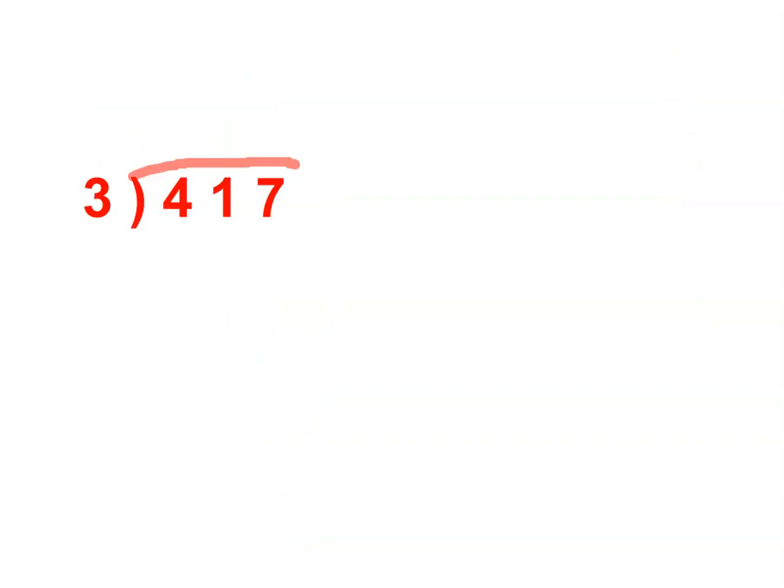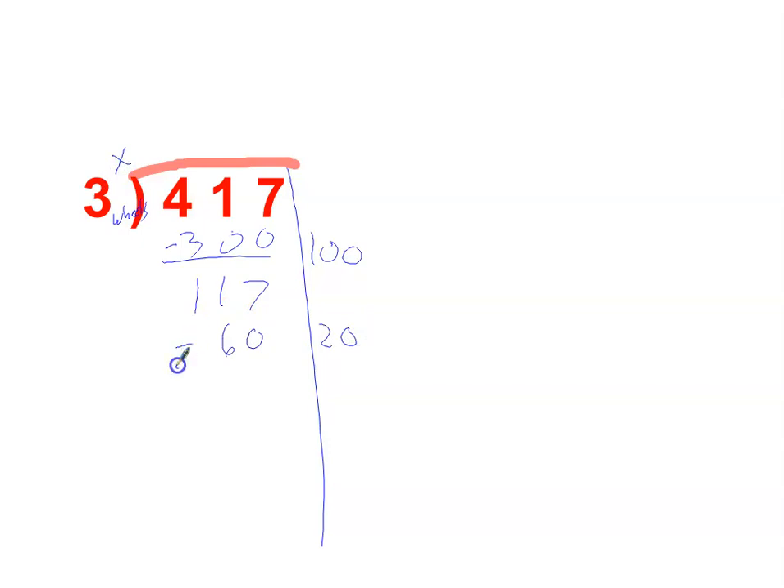Let's try another one just to see if we got any remainders coming. Okay, again, it looks like 100 groups of 3 would be great. This time there are 3 wheels on a tricycle, so I'm trying to make tricycles, and I got 417 wheels. 300 gets me to 117. Can't do another 100 groups of 3. Can't do 50 groups of 3 because that'd be 150. Let's go to 20. 20 groups of 3 would be 20 times 3. That's 60. And I'm now at 57.